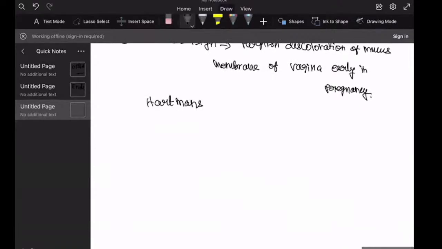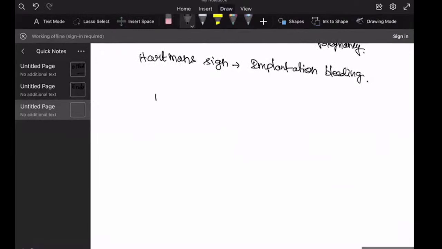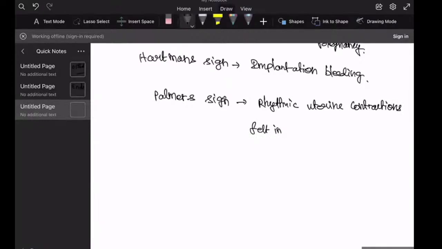And then we have Hartmann's sign. Hartmann's sign is nothing but the bleeding due to implantation. Implantation bleeding. And lastly, we have Palmer's sign. It is rhythmic uterine contractions. It is felt in early pregnancy.